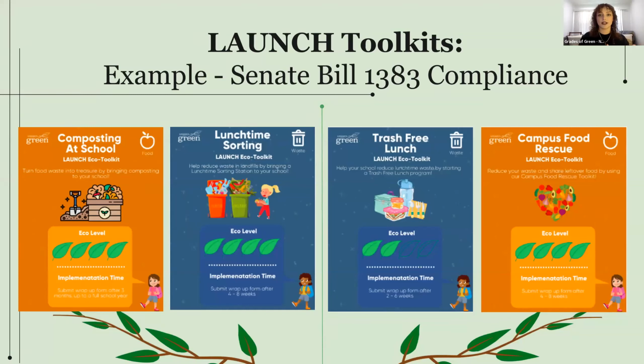Specifically with SB 1383 compliance, we have different toolkits that support these goals by name. These include composting at school, our lunchtime sorting toolkit, our trash-free lunch toolkit, and our campus food rescue toolkit. Grades of Green is always looking for new opportunities to design new toolkits as well, so you can always check back in and see if there are additional toolkits. We're working on a garden series as well.